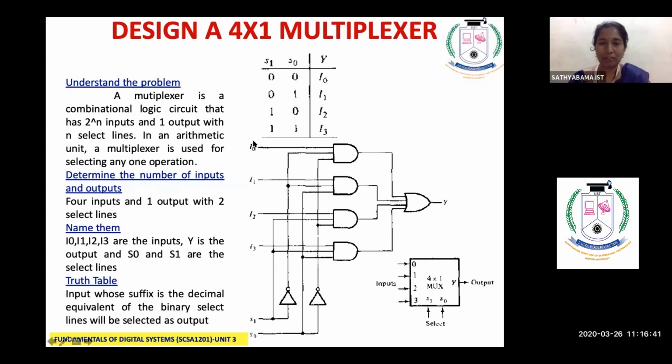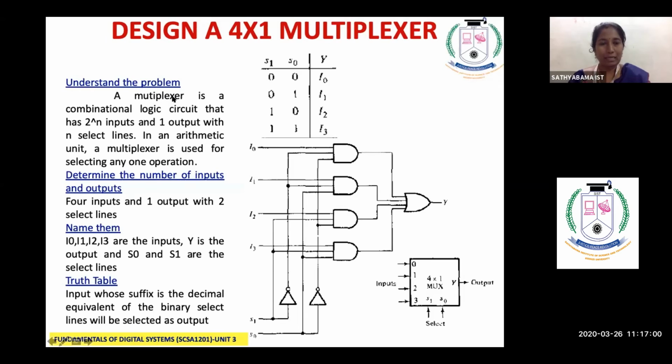I said multiple choice questions, it can have any number of inputs. But any is also wrong, right? There should be some definition, some quantity for any. So for that, you should say 2 power n inputs, and we are having what? N select lines. Have you all understood this?